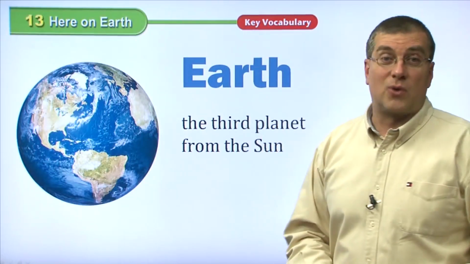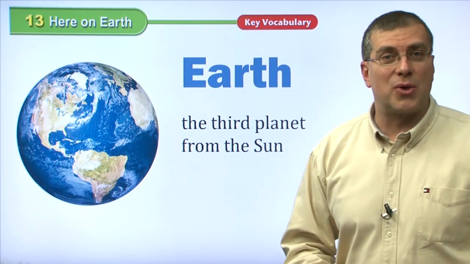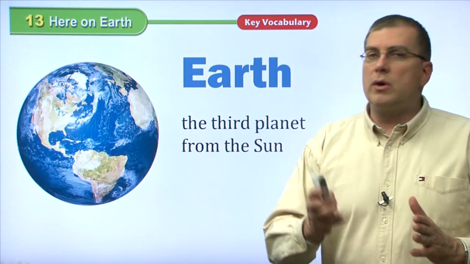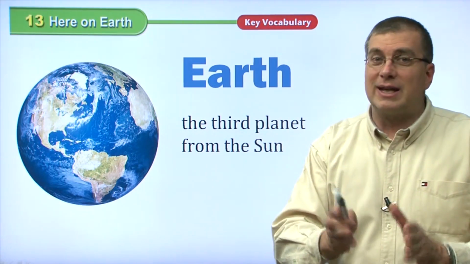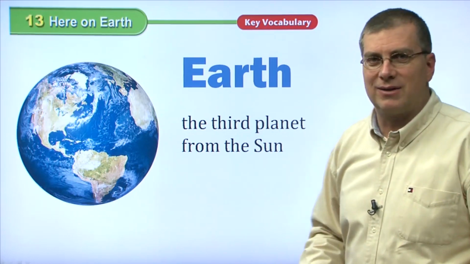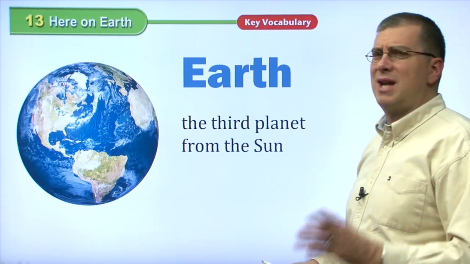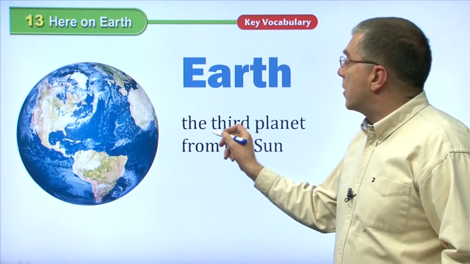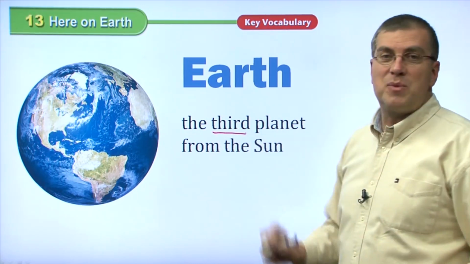The first word, of course, we're talking about is the Earth. This is where we all live. None of you live anywhere else except for on the Earth, right? None of you live on the moon yet. Maybe someday we'll live on the moon, but not yet. Right now we live on the Earth, and the Earth is the third planet from the sun.